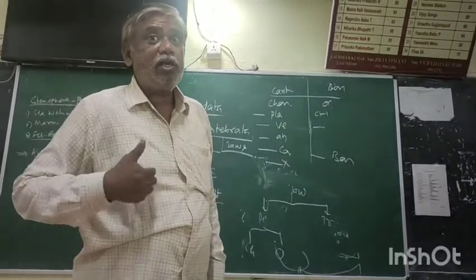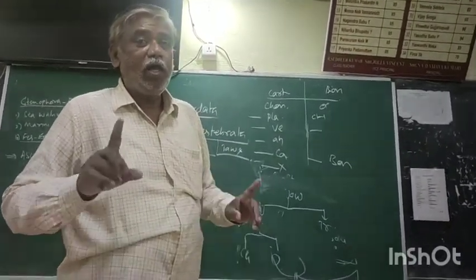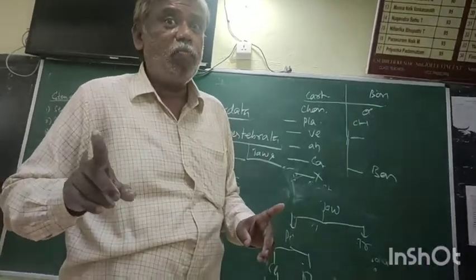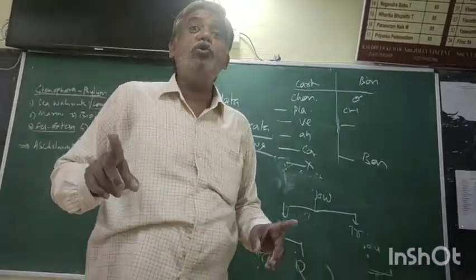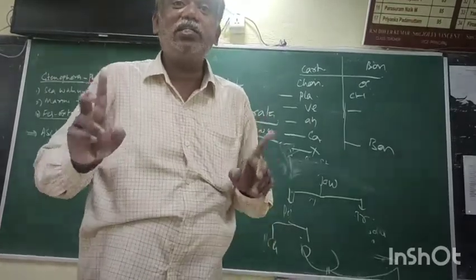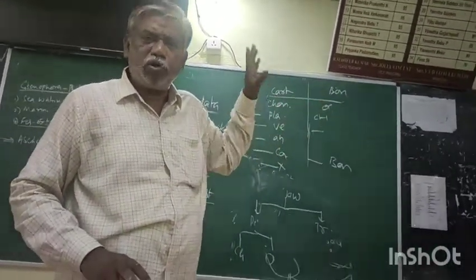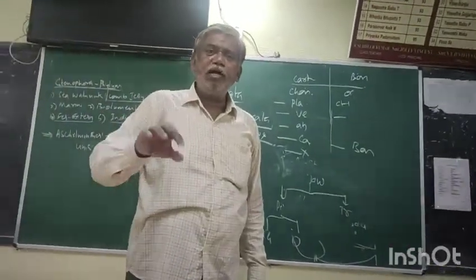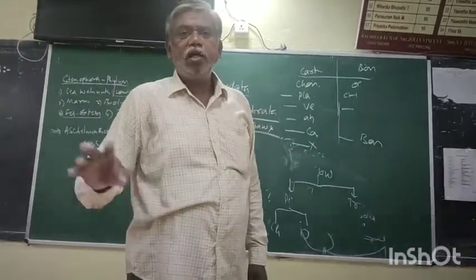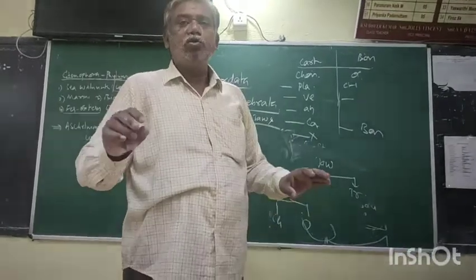Right. Based on the body temperature, aves and mammals are homeotherms, warm-blooded, with constant temperature. All the remaining animals from porifera are poikilotherms. Their body temperature changes according to the surrounding environment. So these are the characters.